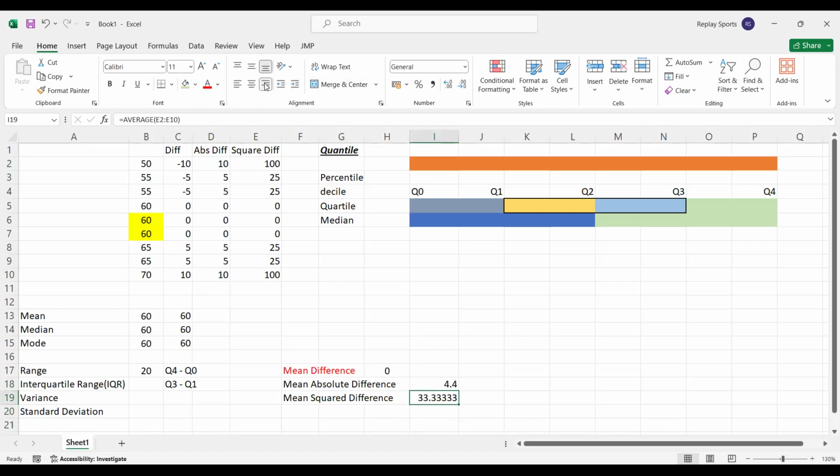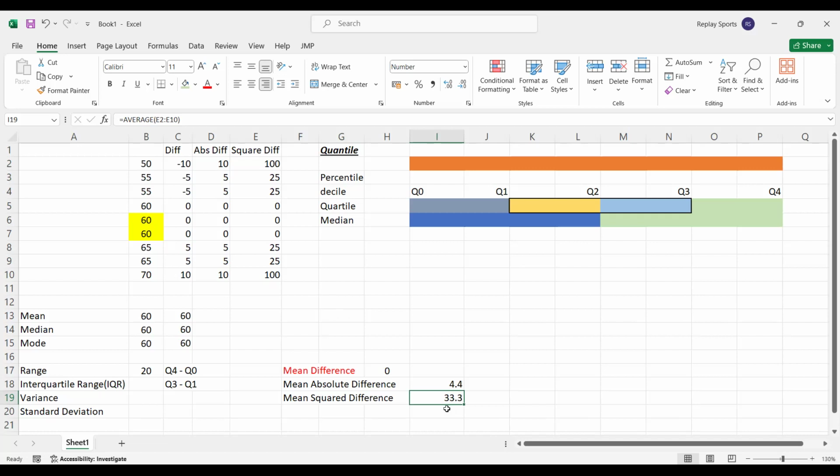Is there any problem with mean square difference? Yes, there is a problem. You started with days, 50 days, 70 days. And what do you end up with? Days square. They are not an apple to apple comparison. It's not a good metric to compare. You started with days, you're getting days square. You started with apple, you're getting orange. Then we can't compare. So what should we do?